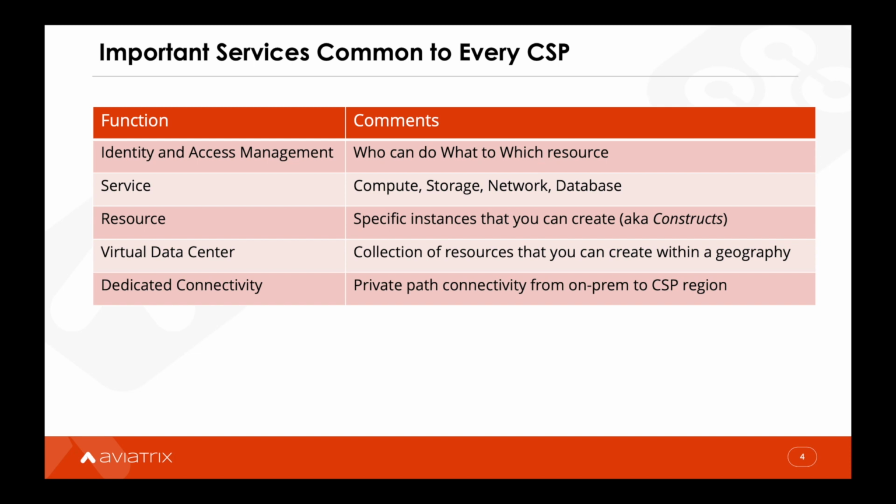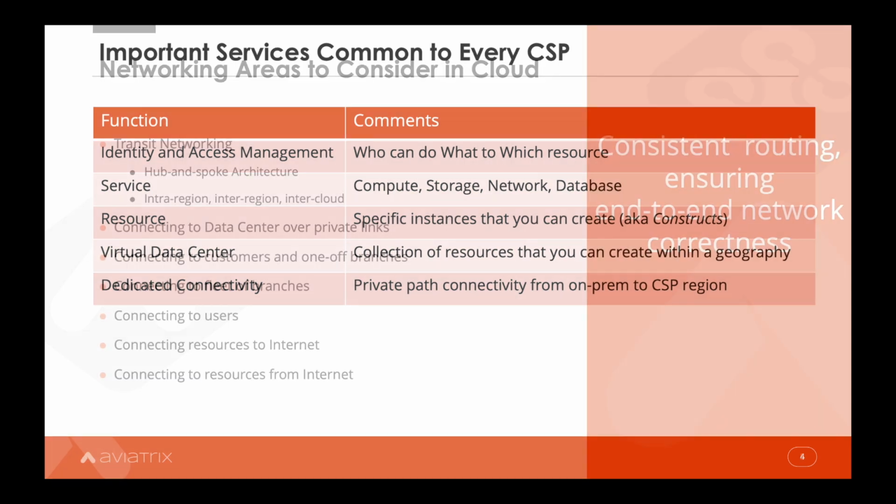A virtual data center is where all these resources are housed. In AWS and GCP, they're called virtual private clouds, or VPCs. In Azure, it's called virtual network, or VNet. In OCI, it's called virtual cloud network, or VCN. And each CSP provides a mode to connect from on-prem to the cloud via dedicated private circuit, or private path.